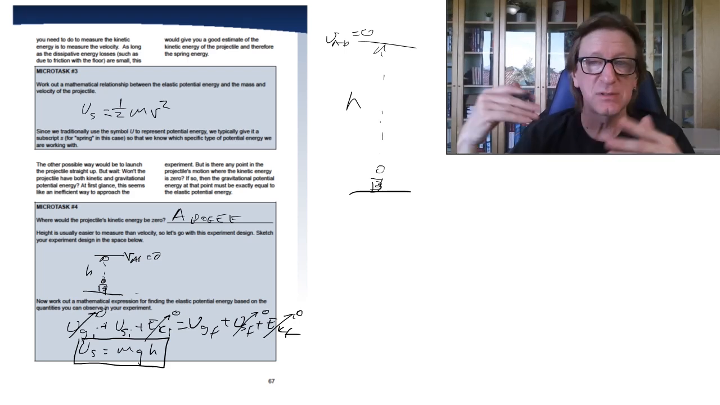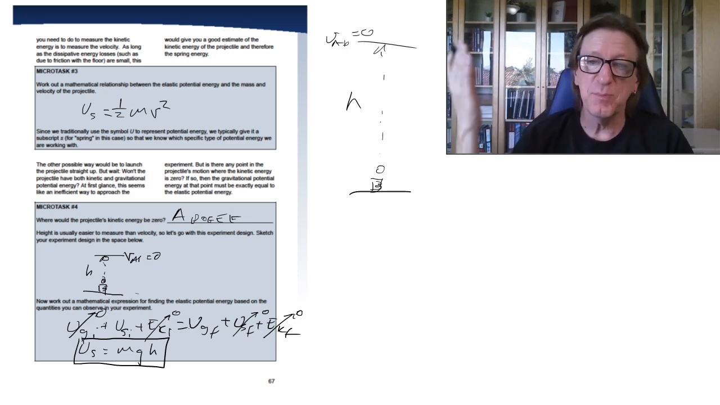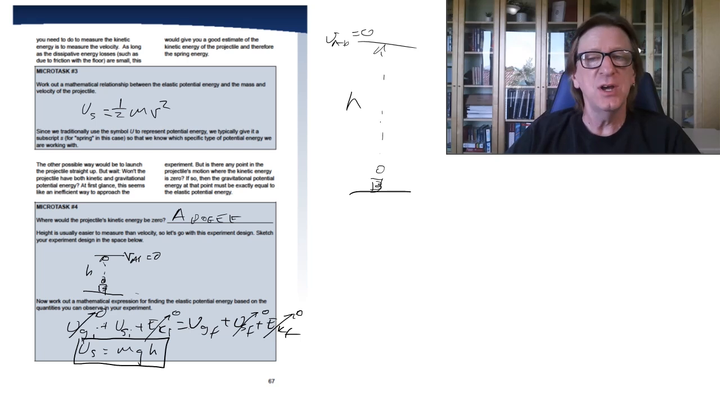Two different experiments, two different mathematical relationships, but both of them are going to give you the spring energy. You can't mix and match, though. Each equation goes with that particular experiment. The one in Microtask 3 is the one where we're launching just straight. All right, let's head on to the next page then.